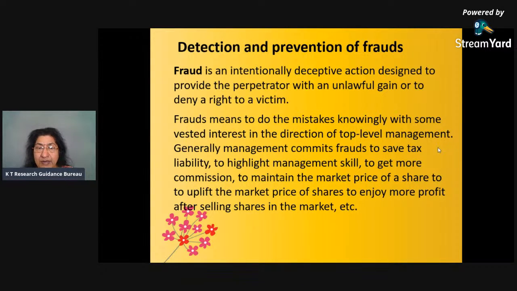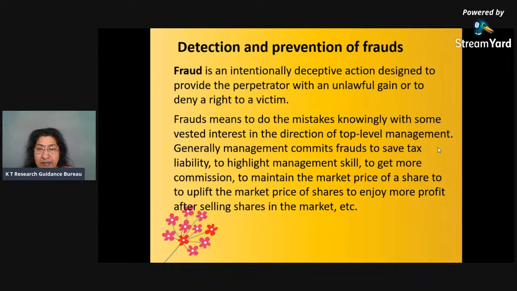In many Hindi cinemas, you notice this one. In one man army, you notice that army people, their intention was malafide. Then it is considered as fraud.